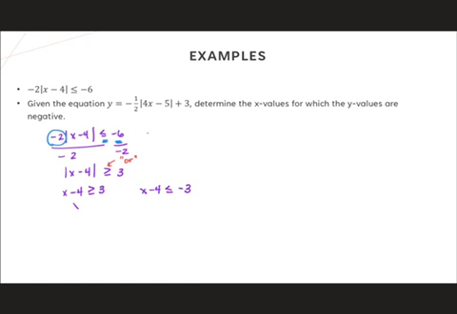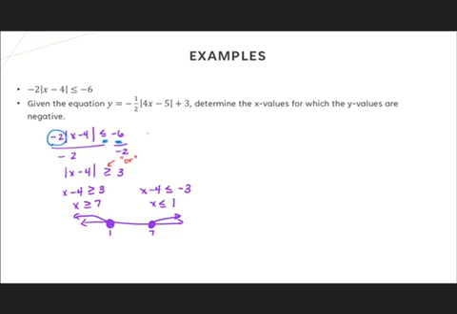So add 4 to both sides. So x is greater than or equal to 7. Add 4 to both sides here. X is less than or equal to 1. When I graph that, greater than or equal to 7 is a closed dot shaded to the right. Less than or equal to 1 is a closed dot shaded to the left.